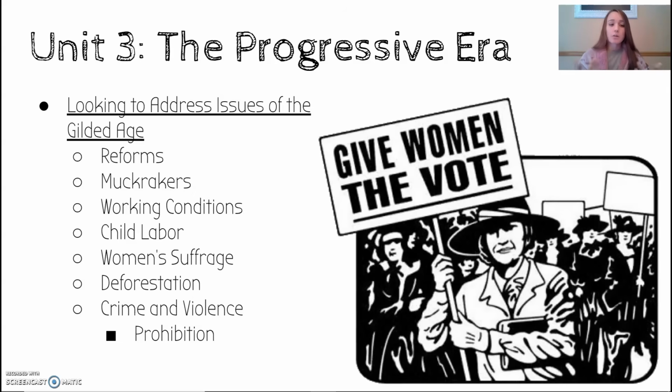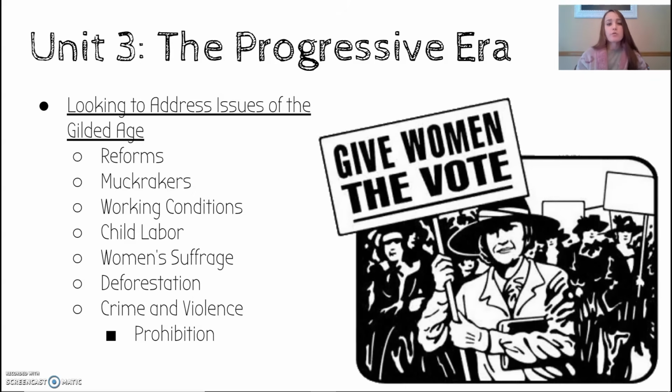So the progressive era will bring about reform to working conditions, will bring about the women's right to vote, child labor will end, Prohibition will start, where that is the ban on the sale and consumption of alcohol to try to prevent all of this crime and violence of the cities.